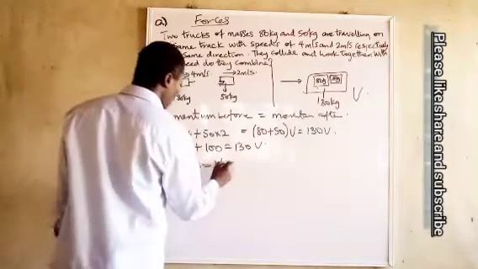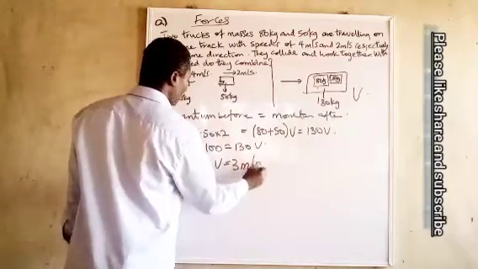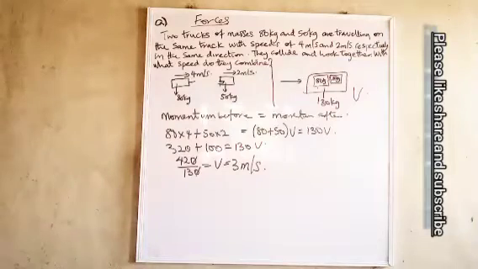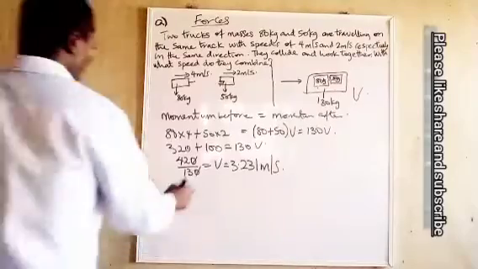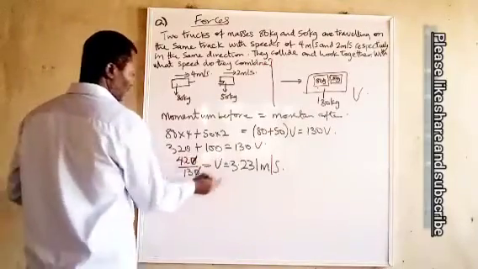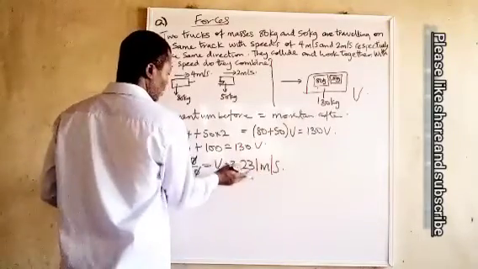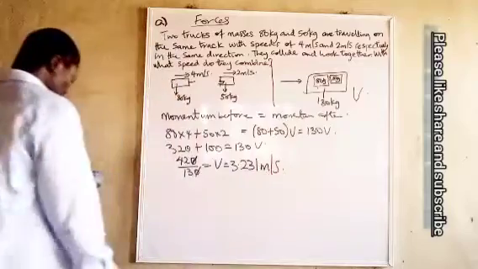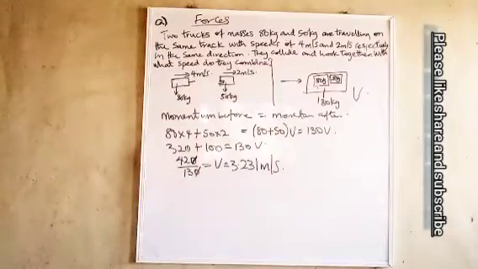So V is equal to 3.231 meters per second. So the final velocity by which they move together is 3.231 meters per second in the same direction.